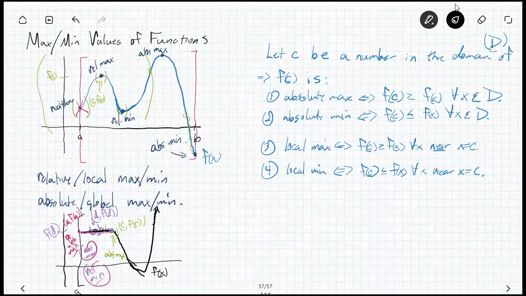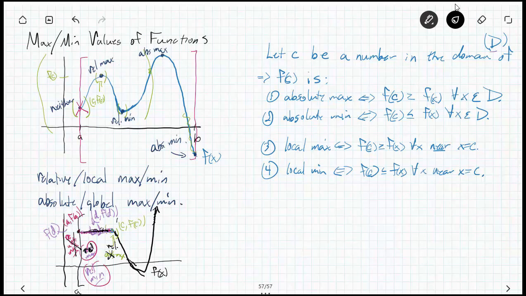This is getting hard to write on. Instead of absolute max, this becomes relative max only. It can't be a relative min because these values are less than it. All of these, I'm still going to have a relative min, but I'm also going to have a relative max. And guess what happens to that point? Because it's an endpoint on a closed interval, and these values are greater than it, I cannot have a relative max or a relative min, so I lose everything.